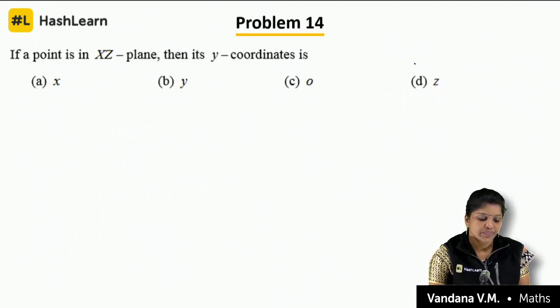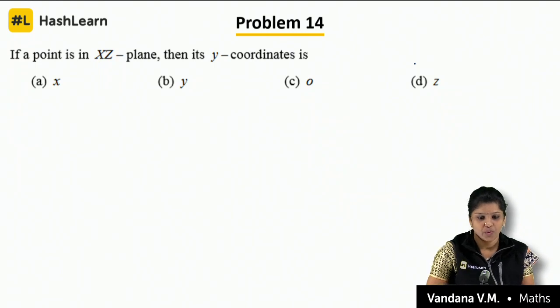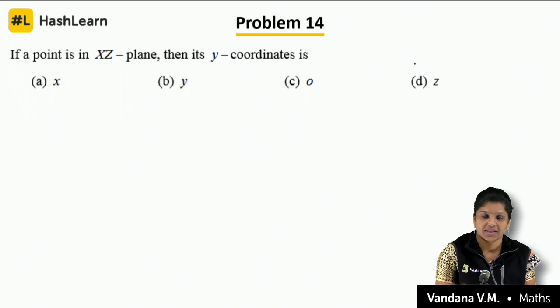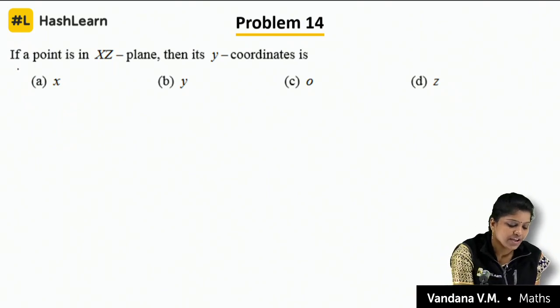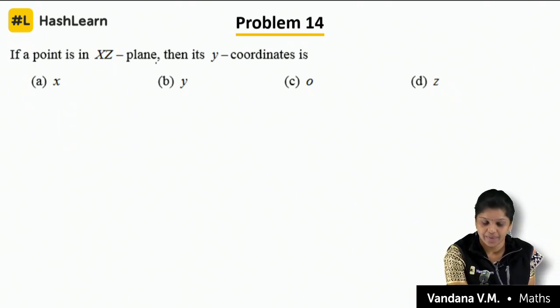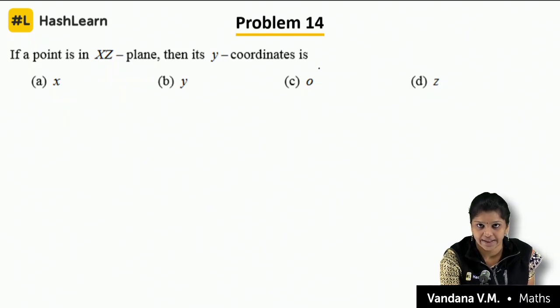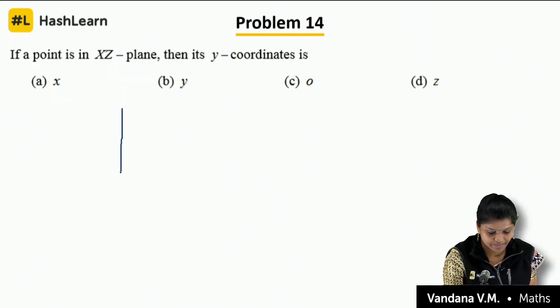If a point is in xz plane, then y coordinate is, yes, option A, no. Arshad Khan, you made the mistake. You understand with the diagram what I mean to say, it is on the x-axis. When you are taking a point on the x-axis, you understood, very good.